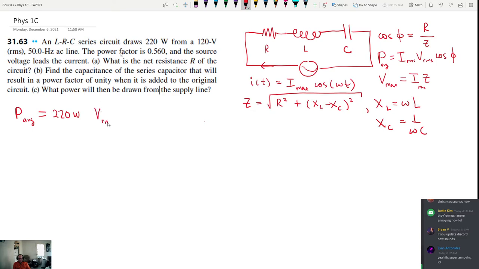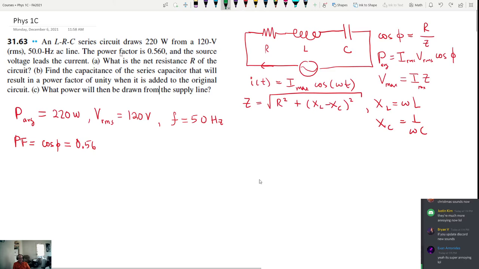So that means that we know that V RMS is 120 volts, similar to the voltage that comes out of your wall. The frequency is 50 hertz. I think in the United States, the frequency is usually 60 hertz. The power factor is 0.56. If you remember, power factor, PF, or whatever you want to use for that, is just cosine phi. And cosine phi is equal to 0.56. It also says that the source voltage leads the current.